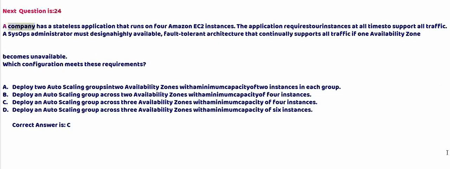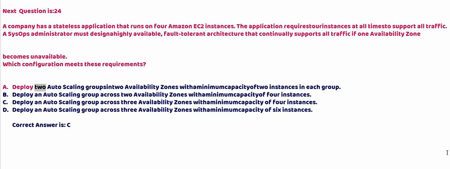Next question is 24. A company has a stateless application that runs on 4 Amazon EC2 instances. The application requires 2 instances at all times to support all traffic. A SysOps administrator must design a highly available, fault-tolerant architecture that continually supports all traffic if one Availability Zone becomes unavailable. Which configuration meets these requirements?